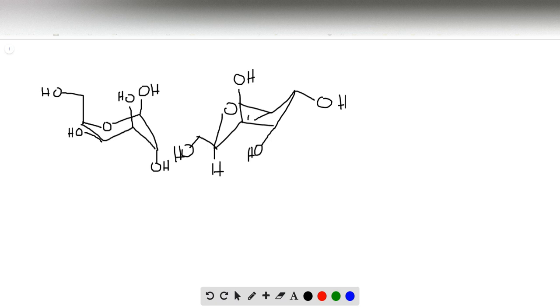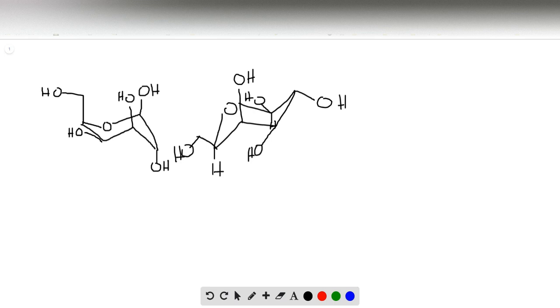I have not drawn this very well. Let's see if we can redraw that. I might have to just kind of draw it up. I know that's wrong. This is in the equatorial position, not the axial. And the axial is with the hydrogen going straight down. So ideally, you want this to be on the same plane as the bond that's opposite to it.